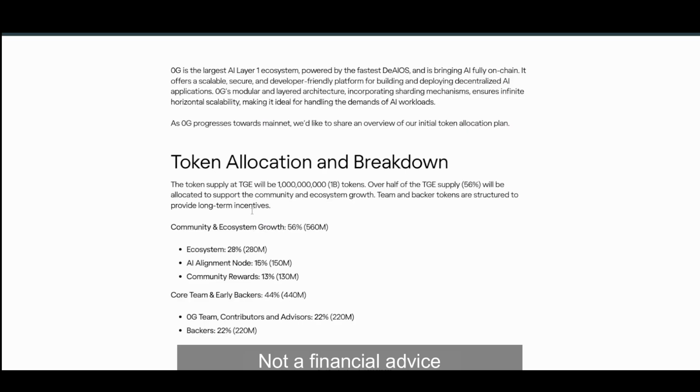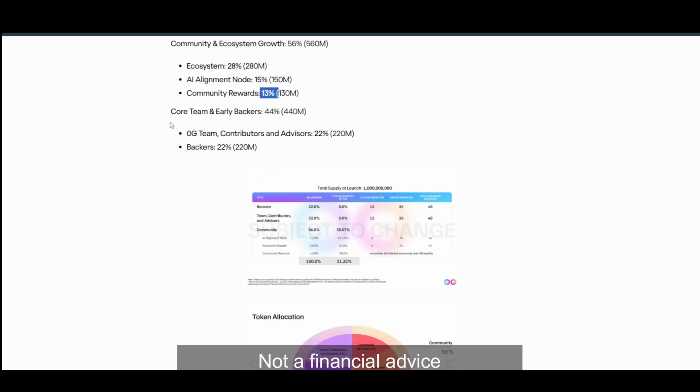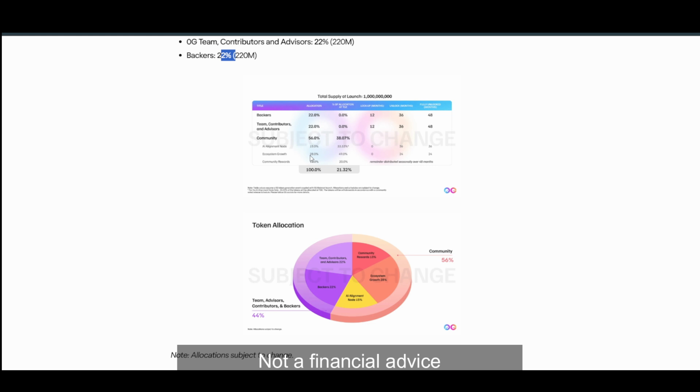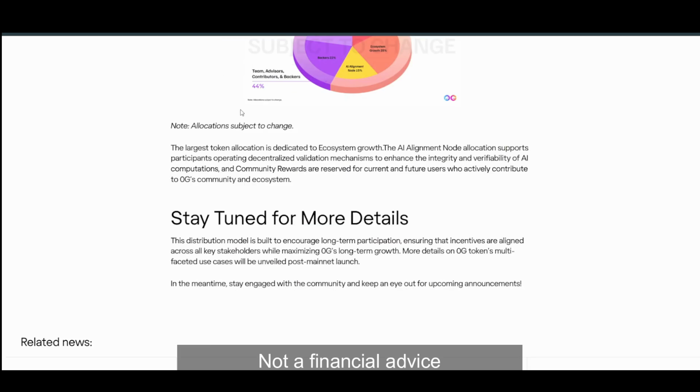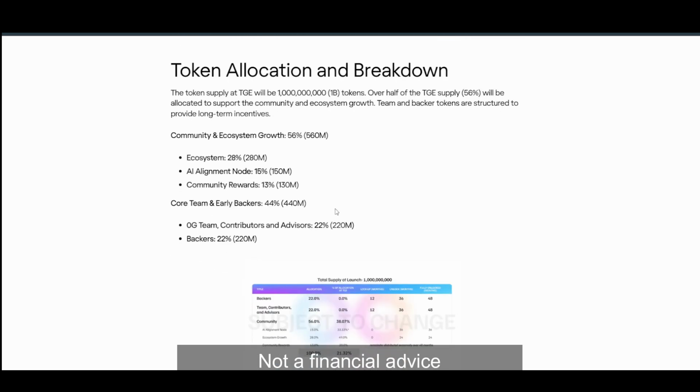Now after that, if you look at the token itself, they will give 28% to the ecosystem. They have AI alignment nodes as well, 15%, community rewards 13%, and there is going to be the core team and early backers, 22%. So of course, 444 million tokens will be given to the team as well as to the backers. So that is going to be a massive allocation. Now they do not mention whether it is a max supply or the total supply. So I'm thinking that it may have inflation.